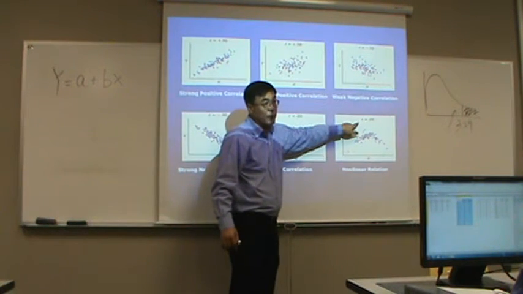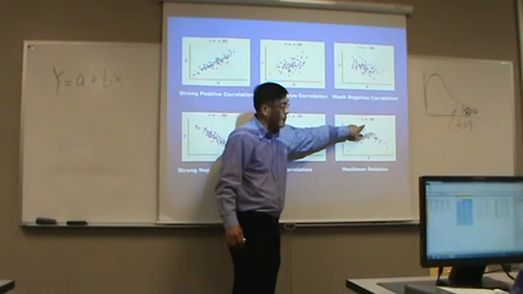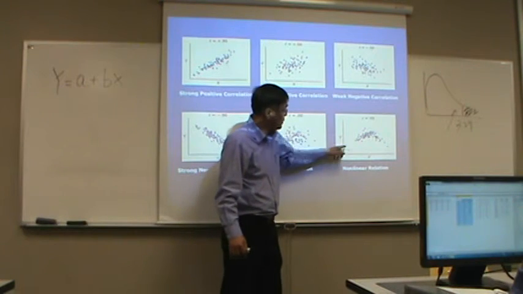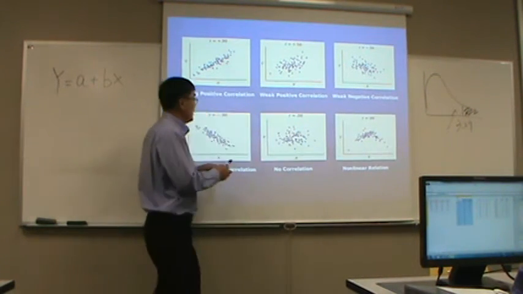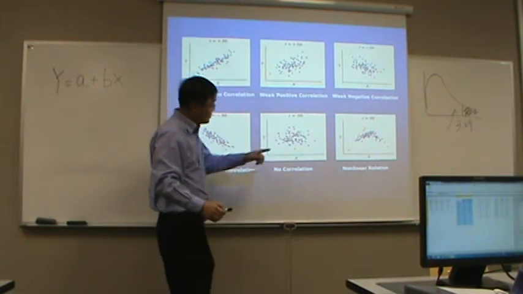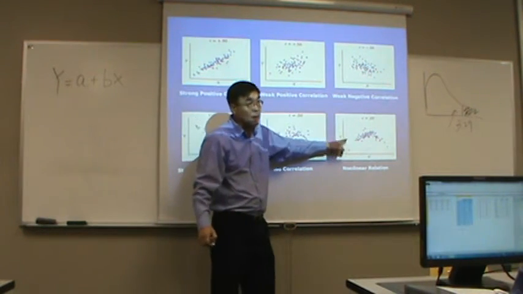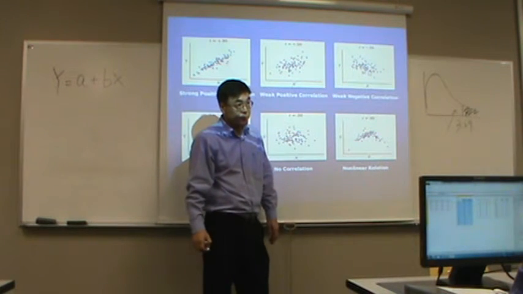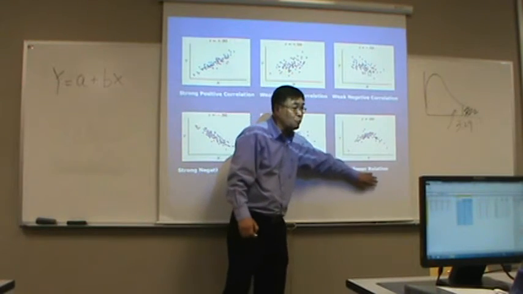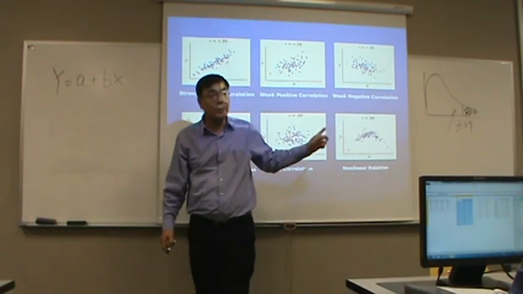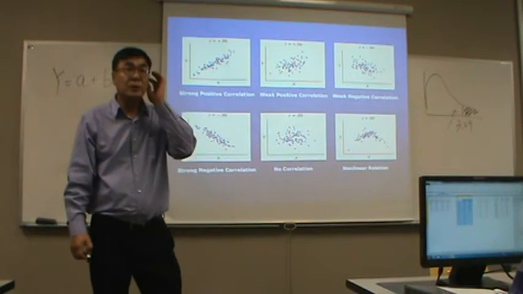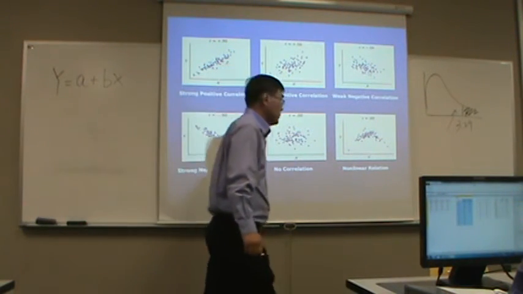Another case, R equals 0, maybe there is some relationship, but not linear. Linear means a straight line, right? But sometimes there is a line but it curves. So this one is a non-linear relationship, or we call it a curvilinear relationship.